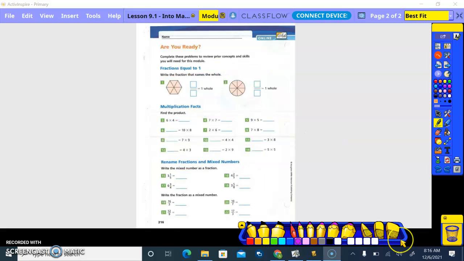Okay. Are you ready? Complete these problems to review prior concepts and skills you will need for this module. So these are things you learned in 4th grade. Okay. Write the fraction that means the whole. So how many total pieces are there on number 1? 6, and there's 6 colored in, so it'd be 6/6, right? Equals 1. Okay, how many total pieces are there on 2? 8. 8 colored in, so it'd be 8/8.